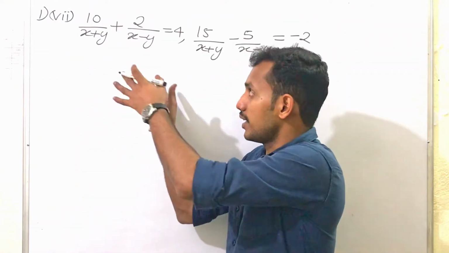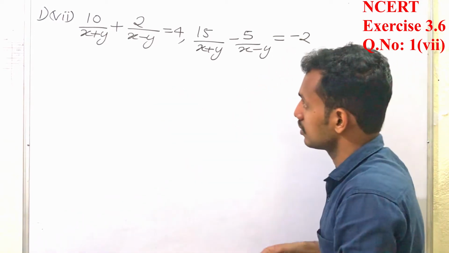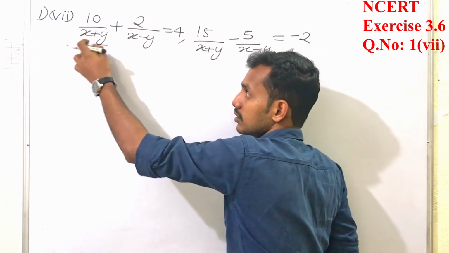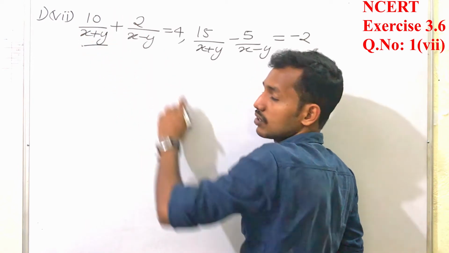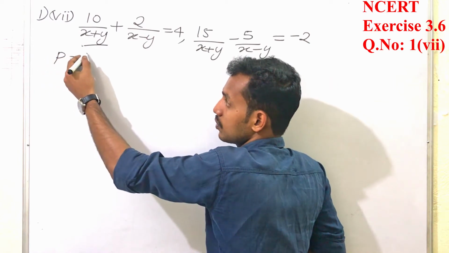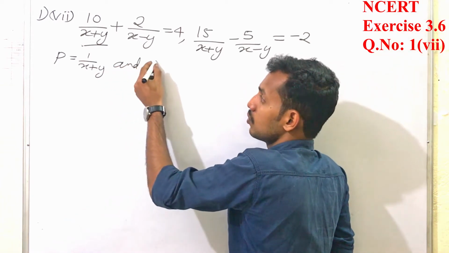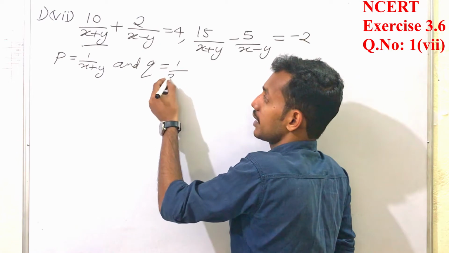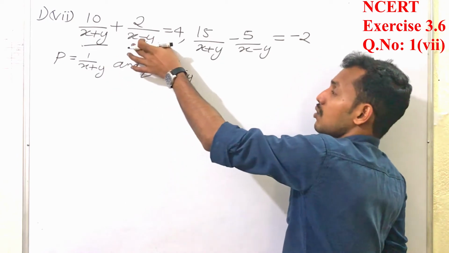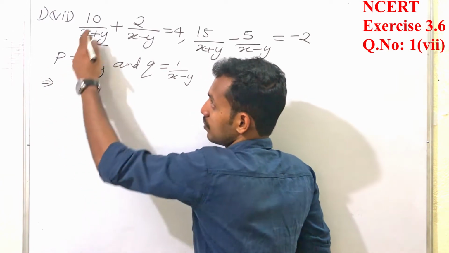Next I am taking question number 8. Same as the previous one, but there is some difference. Clear? So here 10 by x plus y. So x plus y we can take together because we cannot separate it as it is in the denominator. So we can substitute p equal to 1 by x plus y and q is equal to 1 by x minus y, because both equations have 1 by x plus y as well as 1 by x minus y. Clear?